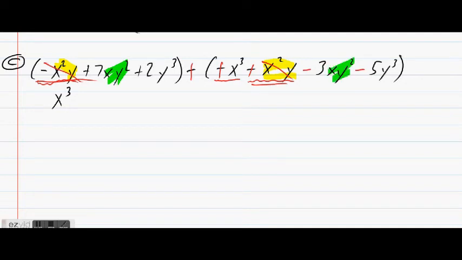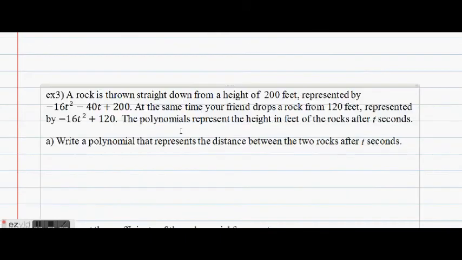Now I'm seeing x to the first, y squared, x to the first, y squared. So, let me put three lines under that one because they're the same. So I have 7 minus 3, 4x y squared, and then simply y to the third. So I have 2 minus 5, negative 3, y to the third. Alright, so I hope you were successful with that one.